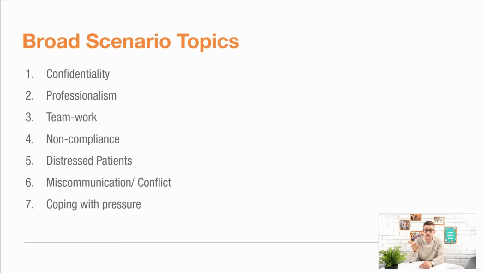So in the SJT, there's 7 broad scenario types. Firstly, confidentiality, so maintaining and promoting the privacy of patient information. Professionalism, all the things that go with the job and how we behave. Teamwork, how we work with others and communicate. Non-compliance, so respecting a patient's right to refuse treatment. Distressed patients, medicine's really a high-stakes environment, and encountering distressed patients is quite common.